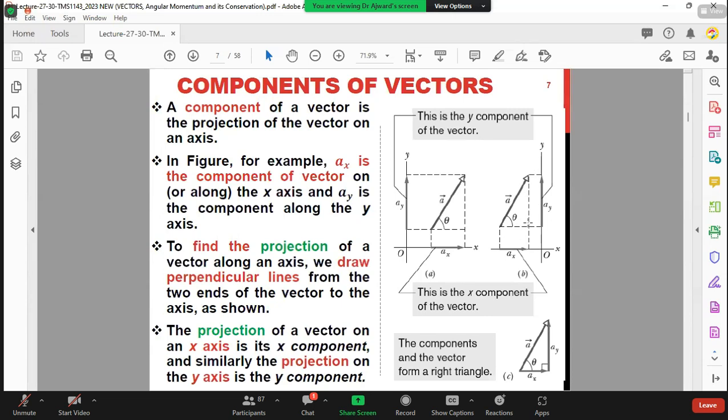Like, for example, how can I explain? Like a shadow, for example. You put a torch on this side, and there is a vector here, and you see a shadow. So it's called a projection. That kind of thing is called a projection.